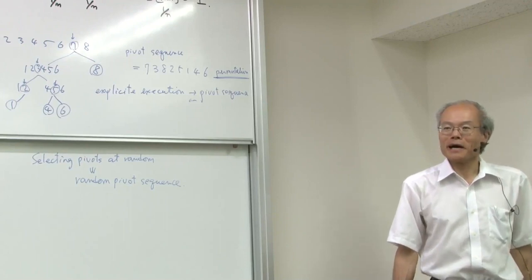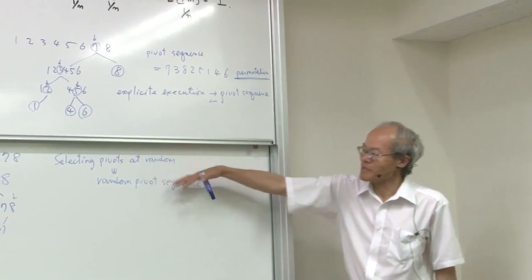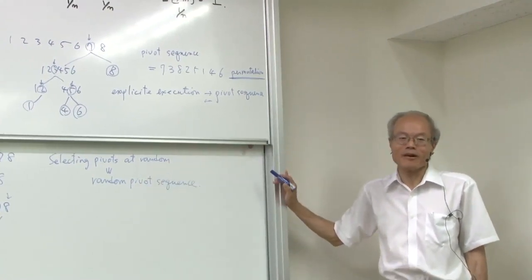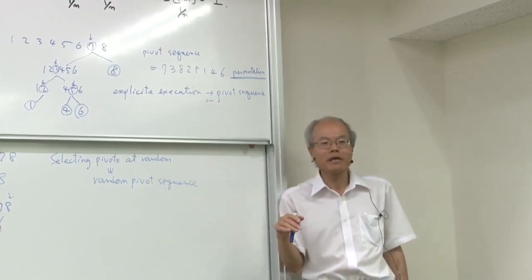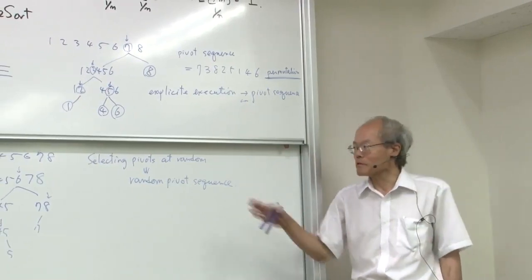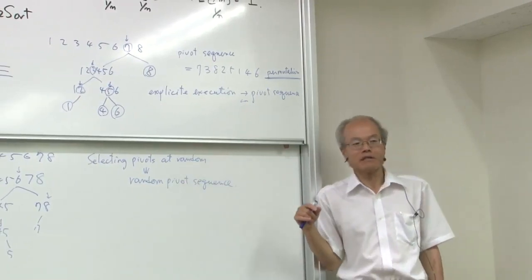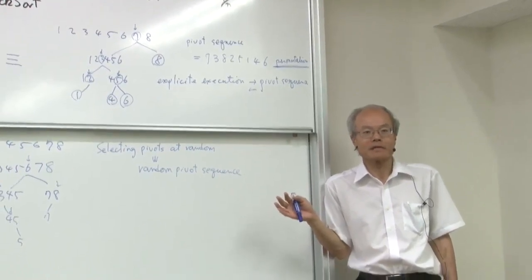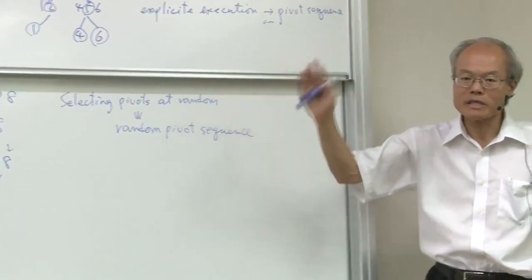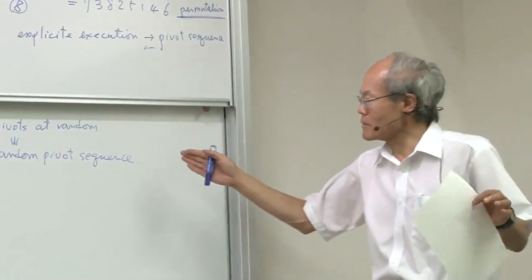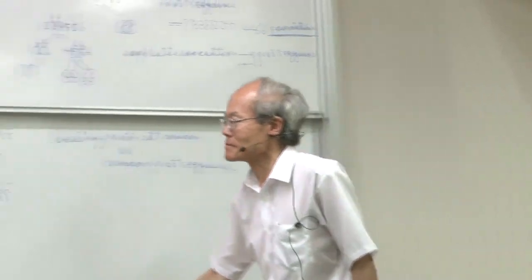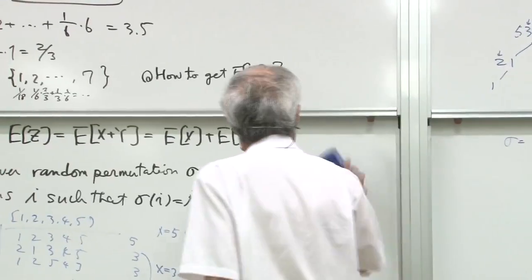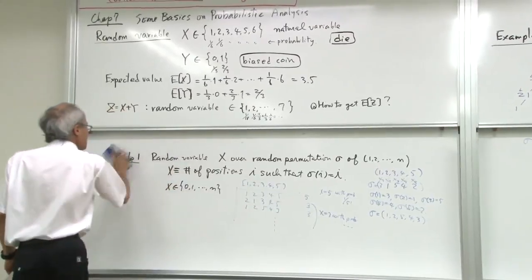Probably this part is a little bit subtle, but intuitively this is okay. Formally speaking, we need some proof of this part, but intuitively this is okay. Once again, if you are given a random pivot sequence, then that completely describes the execution sequence of quicksort. Okay, now we start analysis. We are ready to do analysis.